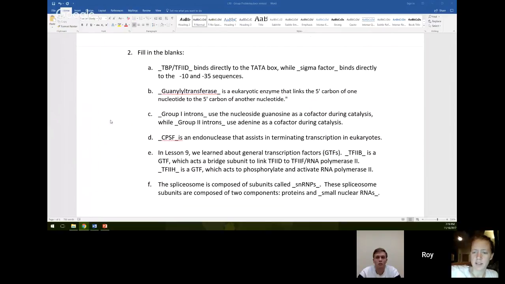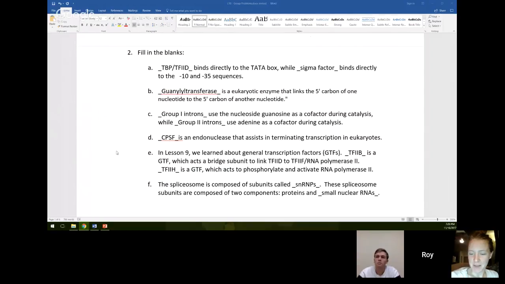C, group 1 introns use the nucleoside guanosine as a cofactor during catalysis. Am I saying that right? Catalysis, yeah. Okay. While group 2 introns use adenine as a cofactor during catalysis. D, cleavage and polyadenylation specificity factor, CPSF, is an endonuclease that assists in terminating transcription in eukaryotes. And for E, it's TFIIB and TFIIH.